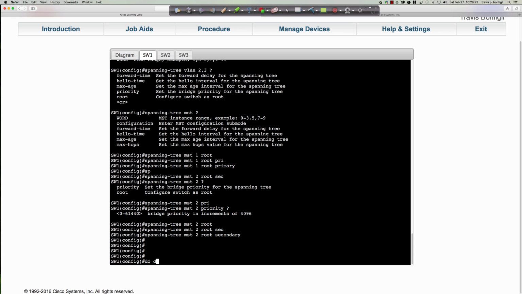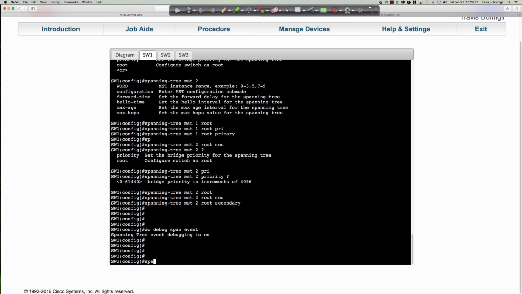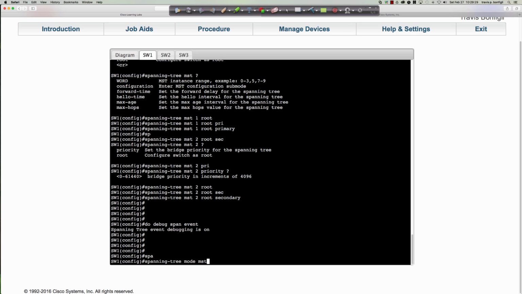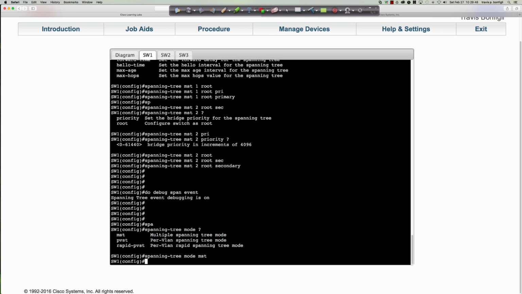So before we do that, let's do debug spanning-tree events. So this should be pretty good. Let's go ahead and say spanning-tree mode mst. And now you were probably thinking, well, why didn't we just type this at the beginning? Again, we talked about that: you have to have all of these other things already configured, laid out, and ready to go. Now we say spanning-tree mode mst.